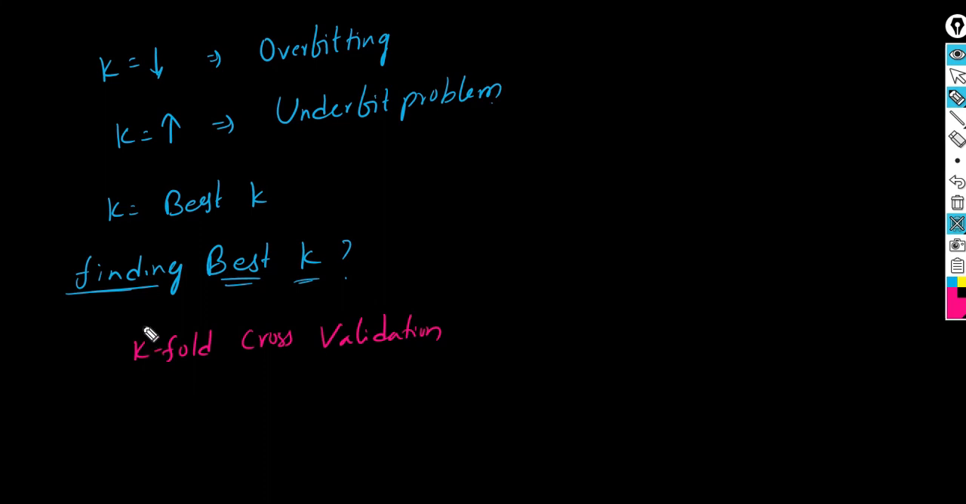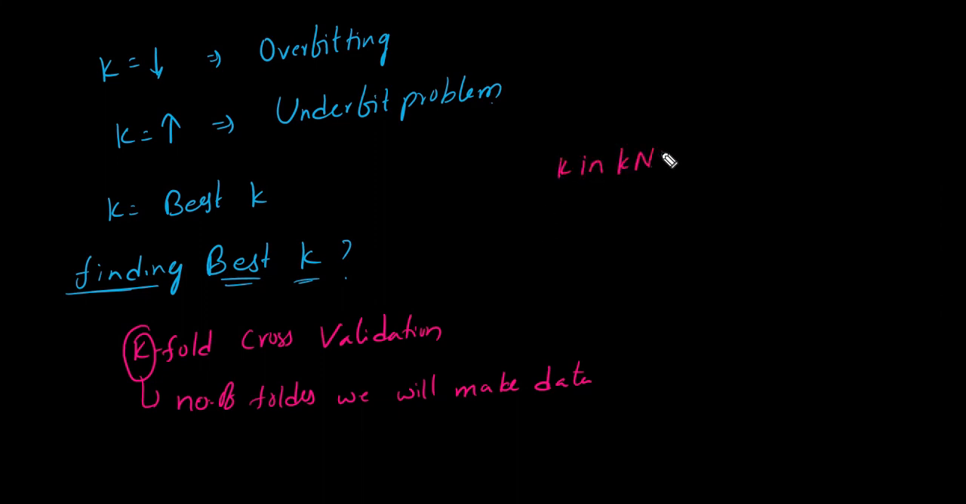K-fold. Here k is the number of folds we will make of the data. And this k is not the same as k in KNN. A lot of people have some confusion about these k values. This k is different from the k in KNN. That k is the number of neighboring points we have to consider. This is for splitting the data into folds, how many folds we have to split. Let's see how we achieve the best k value by using the k-fold cross-validation technique.